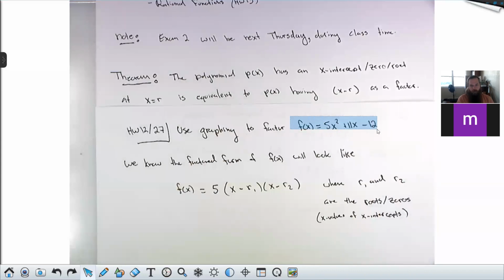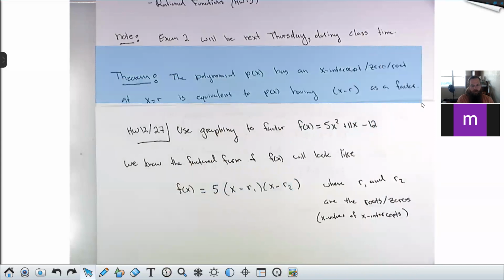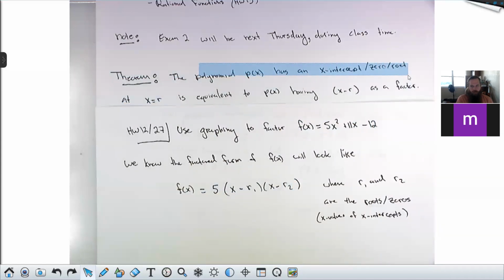So let's take a look at the graph of this, see if we can figure out what the x-intercepts are, and then we'll just plug those in here, and right away that will give us the factored form, right? Saying that the polynomial p of x has an x-intercept or zero or root at some number is equivalent to saying x minus that number is a factor. So this goes both ways. If you know what the roots are and what the lead coefficient is, you can write down the factored form. Conversely, if you know the factored form, you can figure out the roots by setting each of these factors equal to 0. Here, they want us to look at this graph, tell what the roots are from the graph, and then use that to write down the factored form.